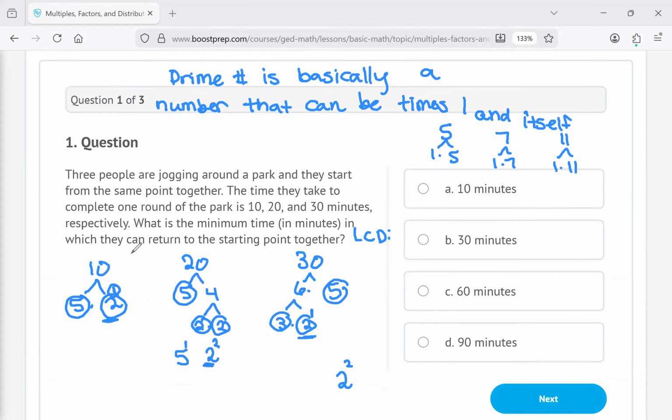Whoops, I made a mistake. They're not asking for lowest common denominator. They're actually asking for the lowest common multiple, the LCM. I'm so sorry, I made a mistake. So they're really asking for the LCM, lowest common multiple. So this one's a little bit different. With the lowest common multiple, you're going to pick the one with the highest power.